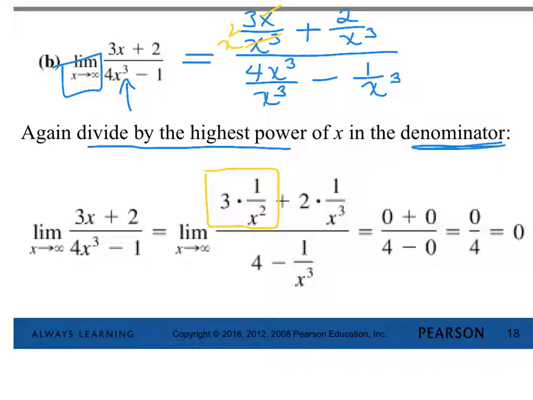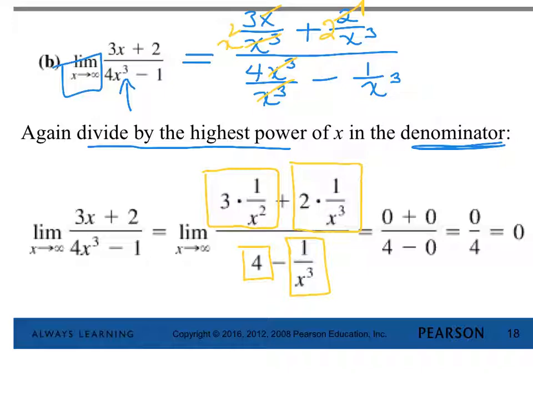Rather than keep this 2 over x cubed, I'm going to pull the 2 down in front, so it'll be a multiplier, and change that to 1 over x cubed, which is what they did here. And then in the denominator, 4x cubed over x cubed leaves me with just 4. And then 1 over x cubed is just going to have to stay like it is. There's nothing I can do with that.